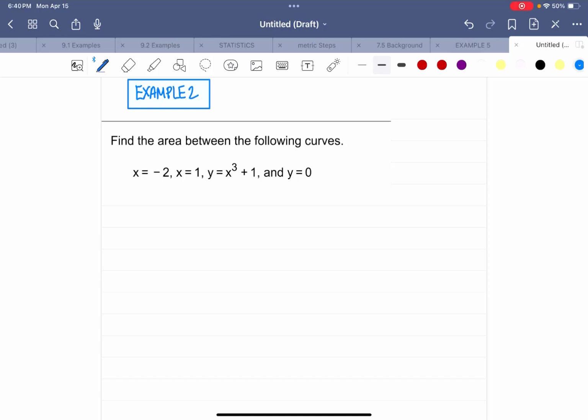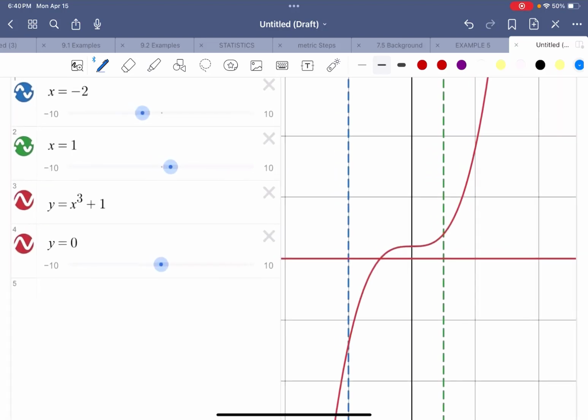Example 2, find the area between the following curves. X equals -2, which is a vertical line. X equals 1, which is a vertical line. Y equals x cubed plus 1, that's a cubic function, looks kind of like that. And y equals 0 is the x-axis. So I'll give you the graph of the function.